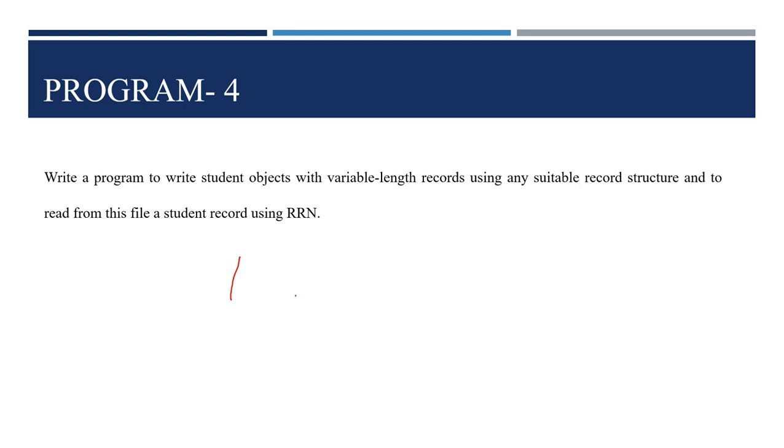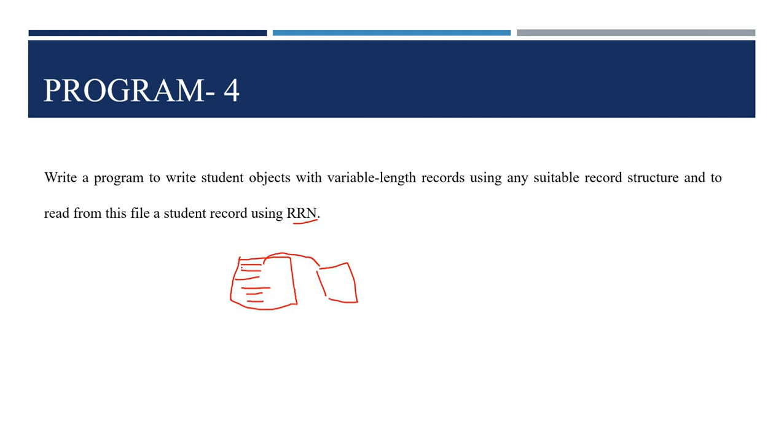The overall idea of the program is that we are writing a set of records into a file, each record being of variable length. This is a file consisting of the student data. Later, we also need to read the elements from this particular file. I want to read a particular element using RRN, a relative reference number.